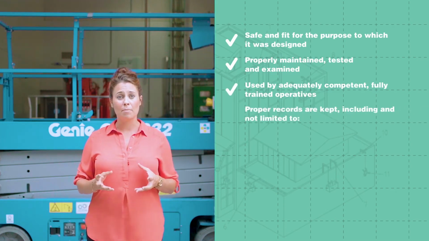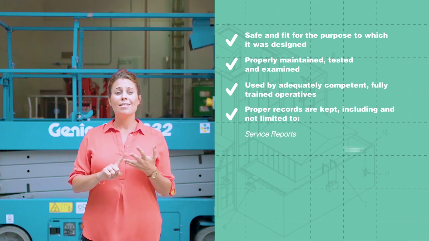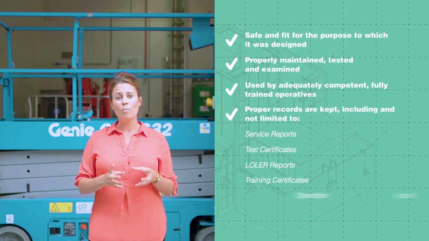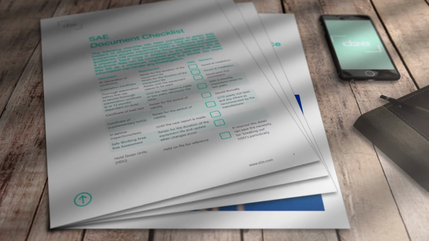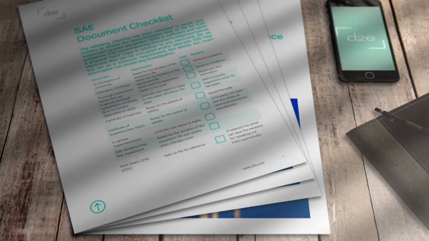Proper records are kept, including but not limited to service reports, test certificates, LOLER reports, training certificates, and operations and maintenance manuals. D2E have produced various checklists and information sheets which are available on request.